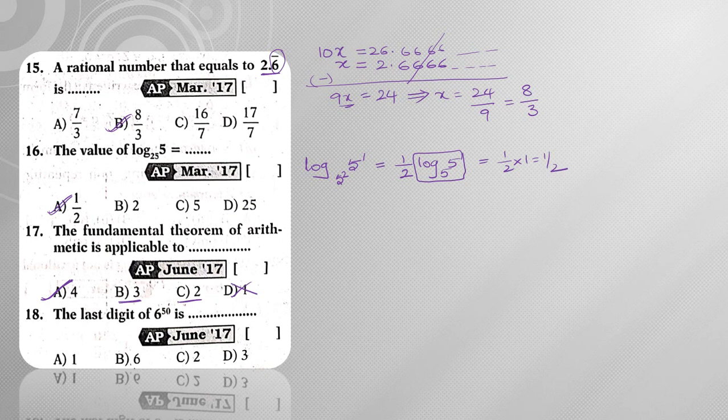Next, the last digit of 6 power 50. Last digit means nothing but units digit. So from this clearly you can see that 6 power anything, already we have a theorem: the units place of 6 power n always ends with 6, right? So clearly the answer is 6.